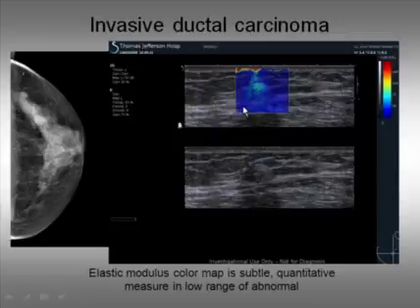So this is not the most suspicious appearance for shear wave elastography, but definitely not typically normal. So it agrees with the mammo and ultrasound assessment that this is suspicious.